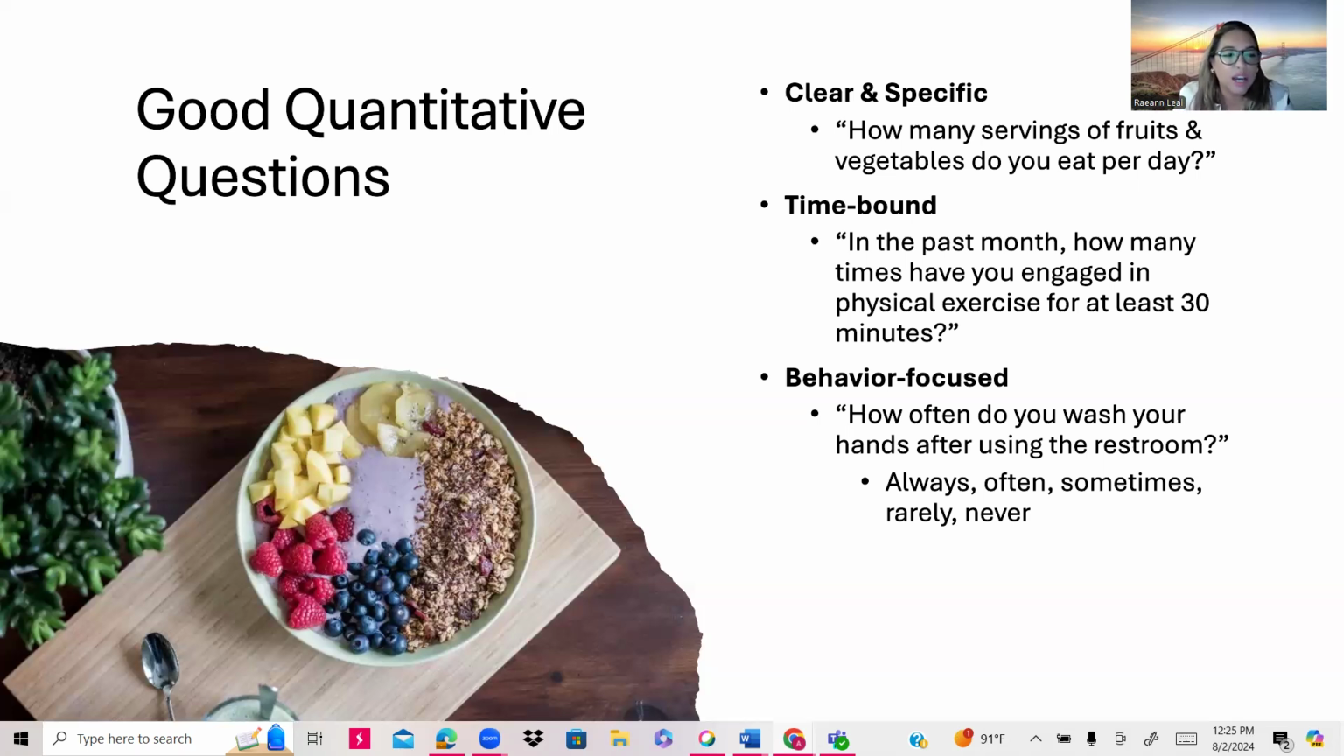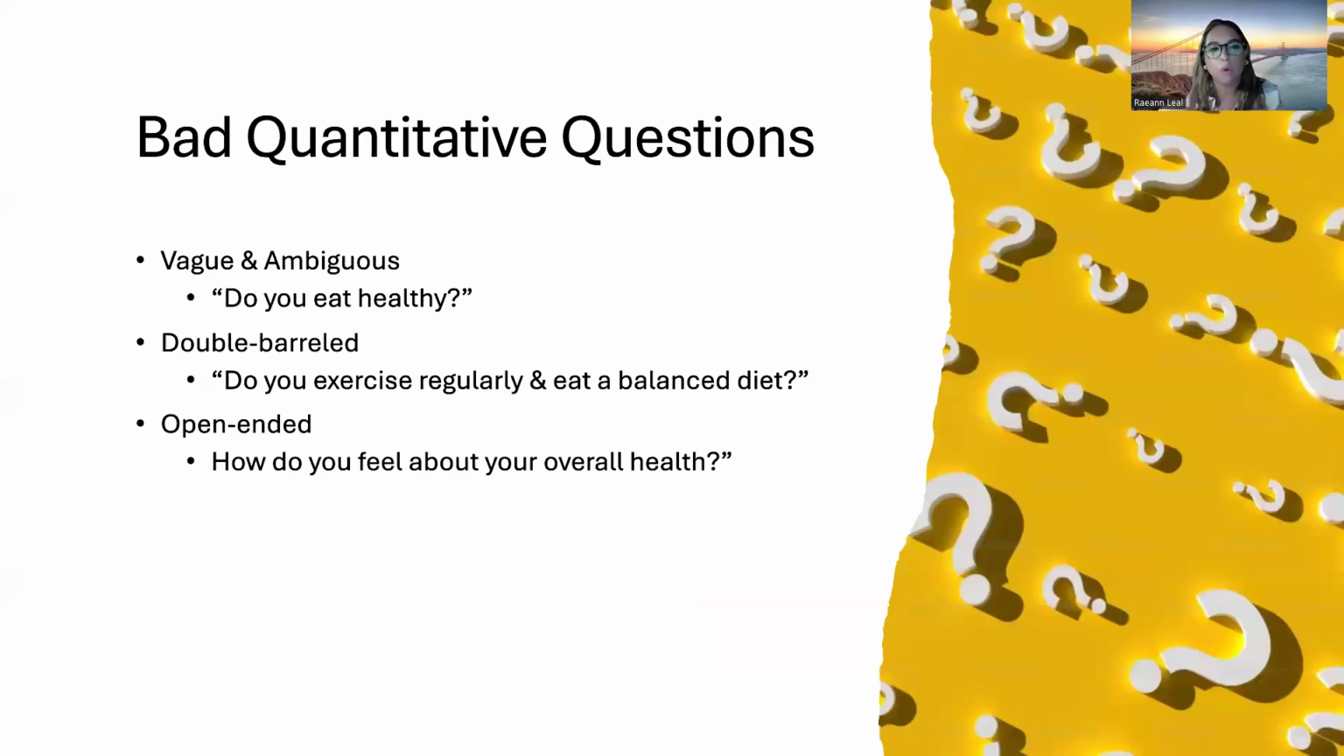So our next slide is talking about ineffective quantitative questions. So it's crucial to avoid questions that can lead to unclear or unreliable data. A bad quantitative question would be vague and ambiguous. For example, do you eat healthy? Why is this ineffective? This question is subjective and lacks clarity on what constitutes healthy eating. It does not provide actionable data.